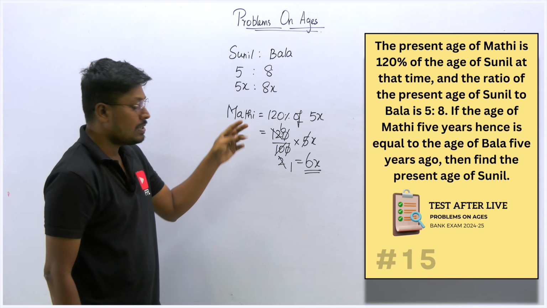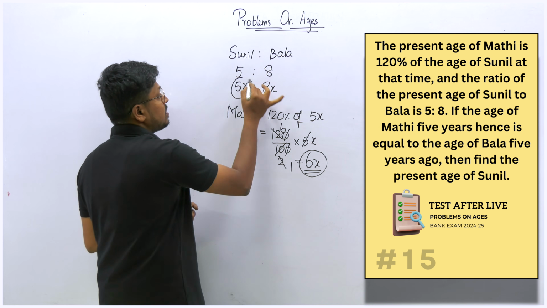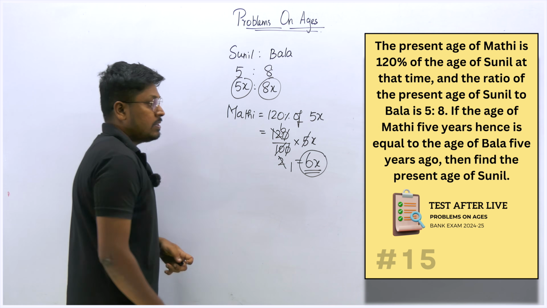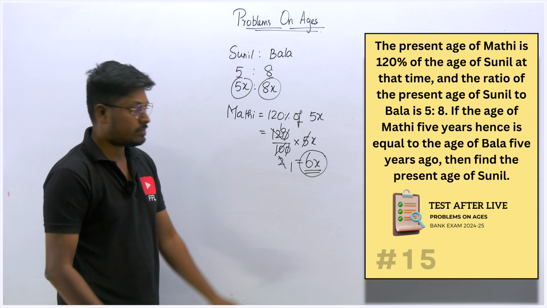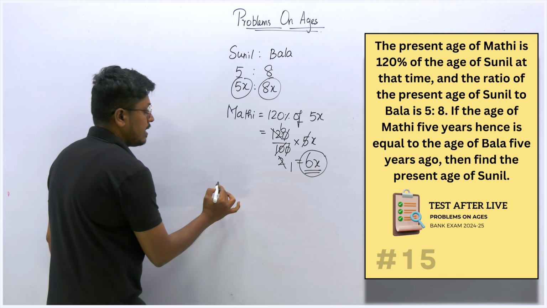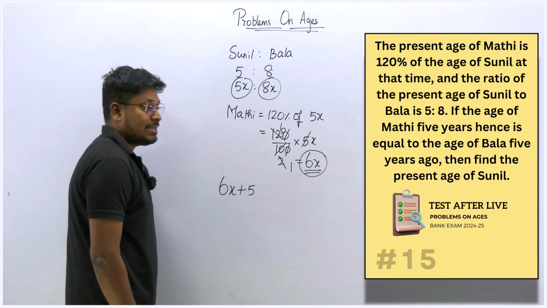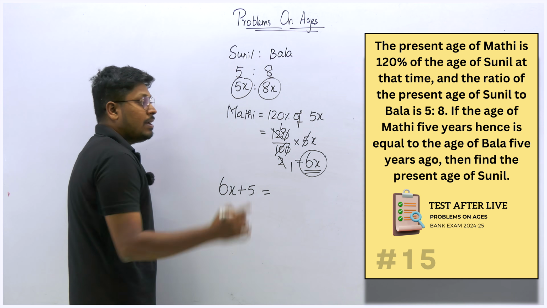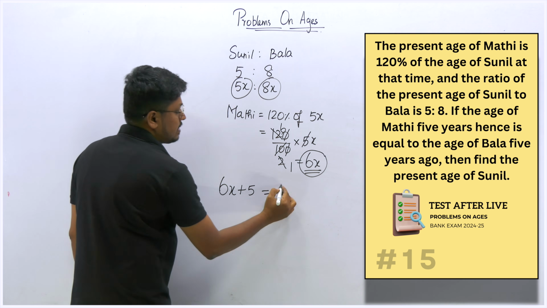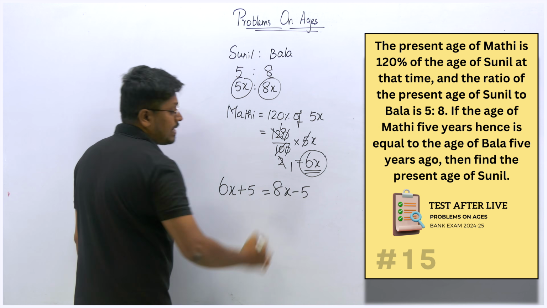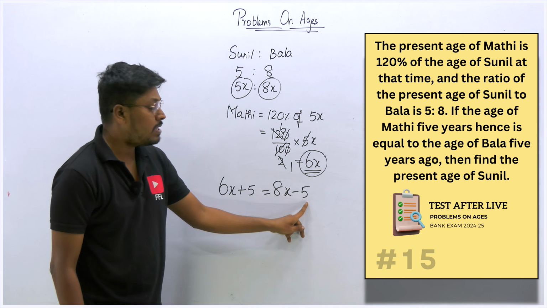Totally there are 3 persons. So all the 3 persons' present ages: 6x for Madi and 5x for Sunil. Bala will be 8x. So now the age of Madi 5 years hence. Age of Madi is 6x. 5 years hence, which means we have to add 5. So age of Madi 5 years hence is equal to age of Bala 5 years ago. Bala is how much? 8x, which equals 8x minus 5, right? So Madi's age after 5 years is equal to Bala's age 5 years ago.